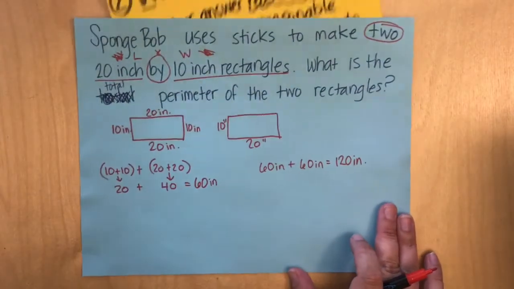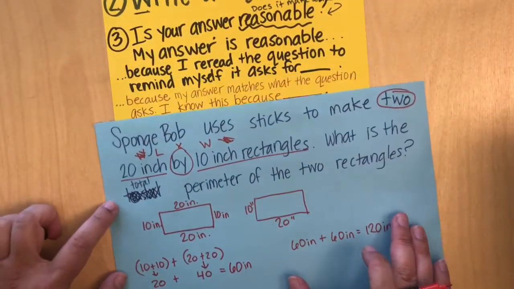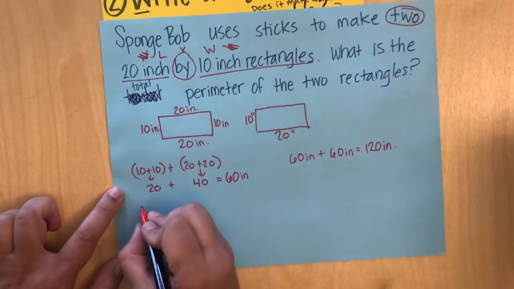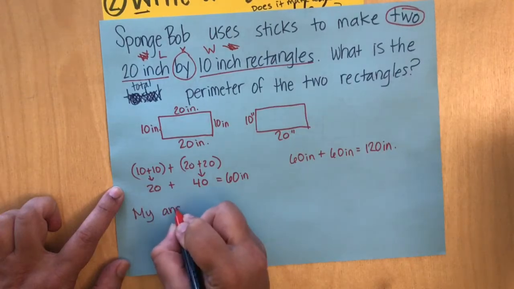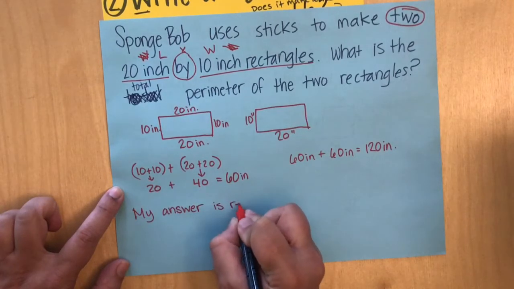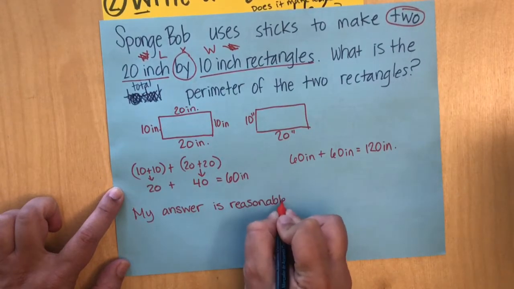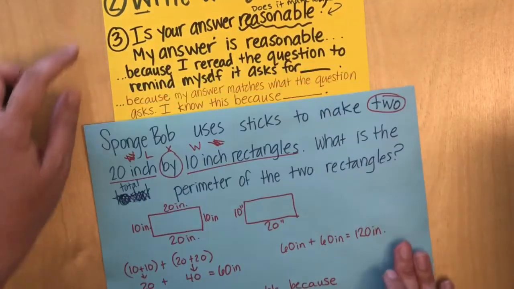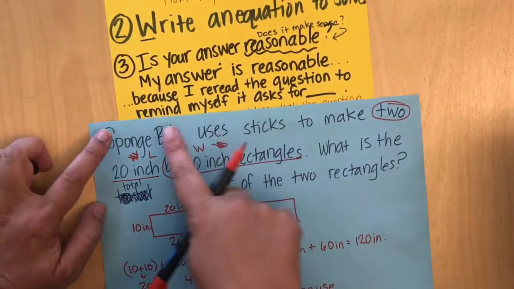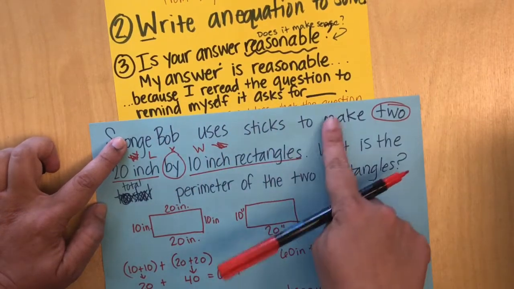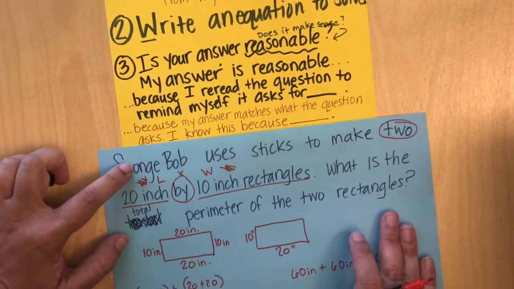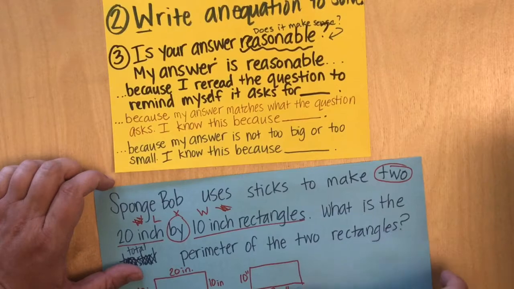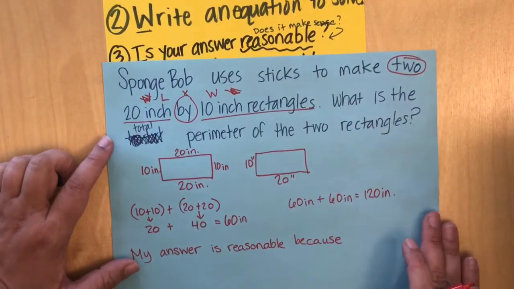We're not done, because now we need to see, is my answer reasonable? All of us together are going to write the sentence this time. So I would like you guys to write with me, my answer is reasonable because. So why does your answer make sense? What helped you know that your answer made sense? Did you look back in the question to make sure that you had the right answer? Did your answer match what the question asked? Or did you realize that your answer was not too big or not too small?